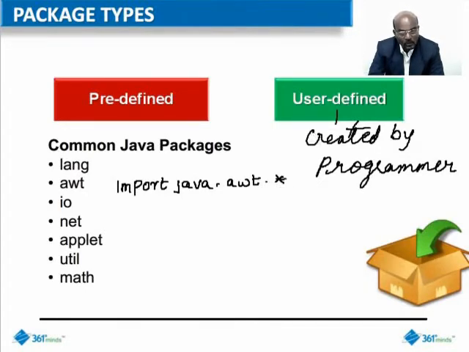But how do we call these packages? We import them. So we use the import keyword, import java dot the package name and maybe a particular class. If you want to call a particular class under that package, you can put a dot and call that class, or if you want all the classes and interfaces in that particular package to be imported, you just use the dot star symbol.